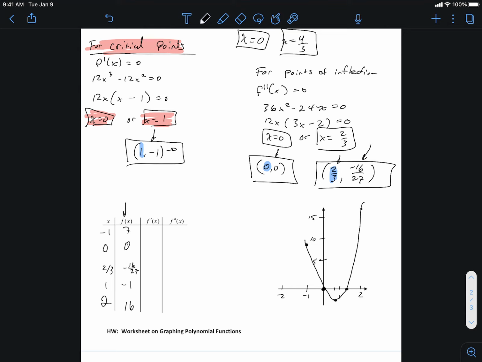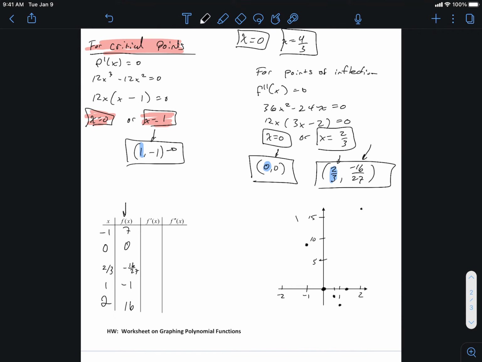Oh, I missed one point too, sorry. I've got to plot the point. This might be a little far down. 1 and -1 I have to plot. We'll say 1, -1 is there. And then this 2/3 point is going to be about here.